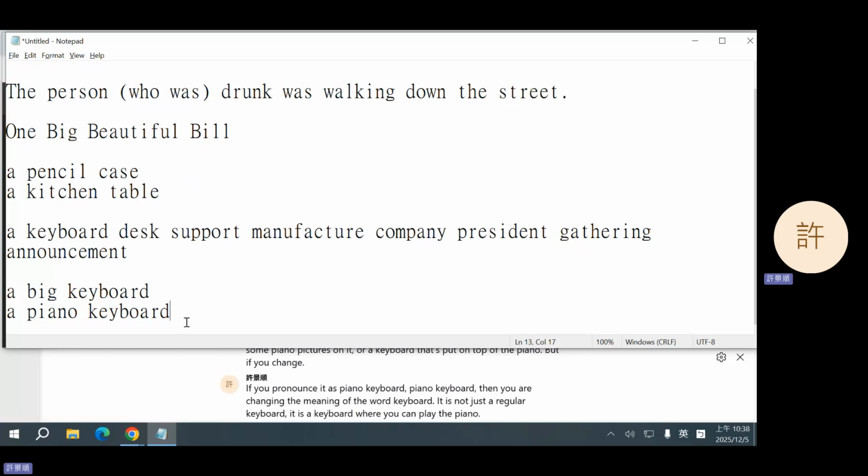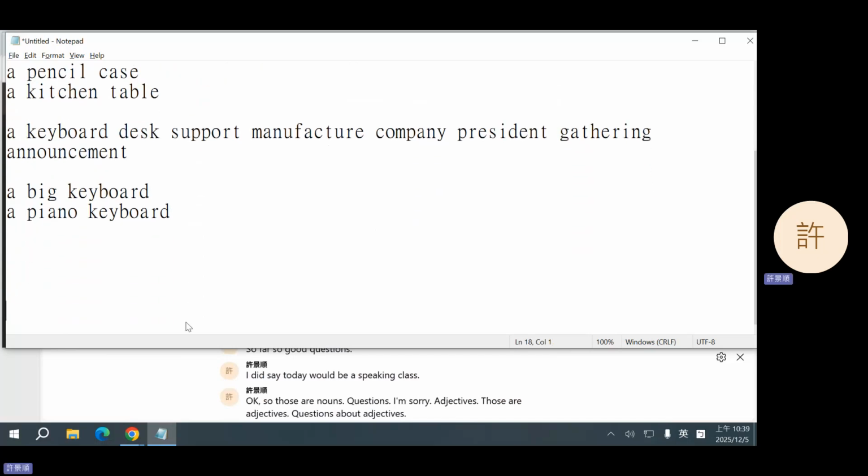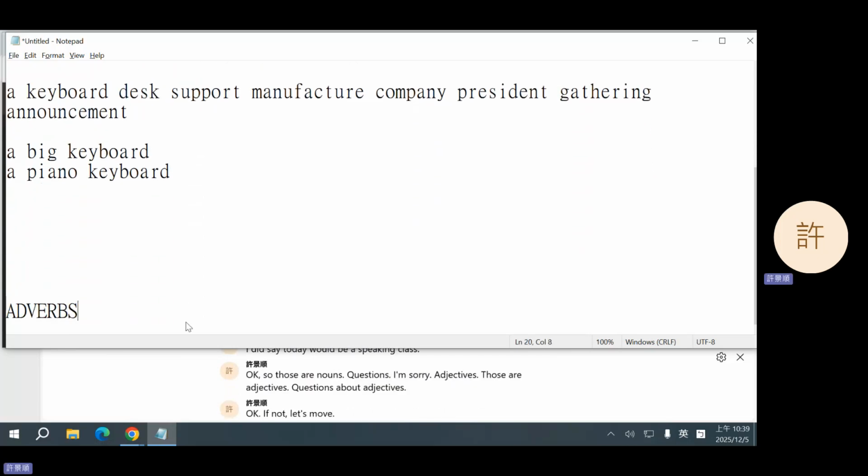So far, so good? Questions? I did say today would be a speaking class. Okay, so those are nouns. Questions, sorry, adjectives. Those are adjectives. Questions about adjectives? Okay, if not, let's move on to adverbs.